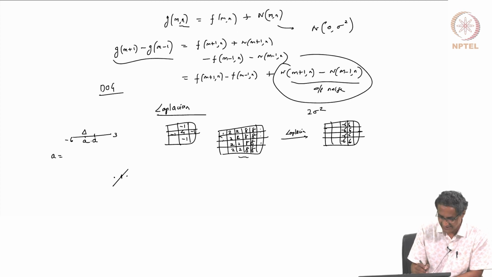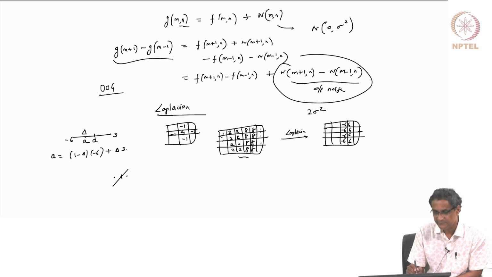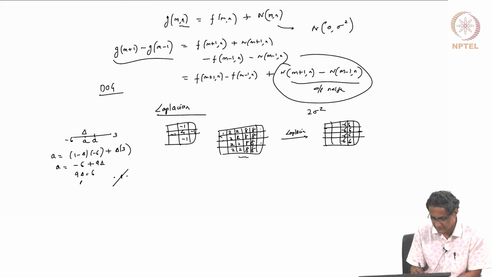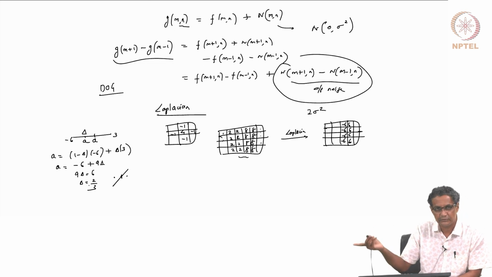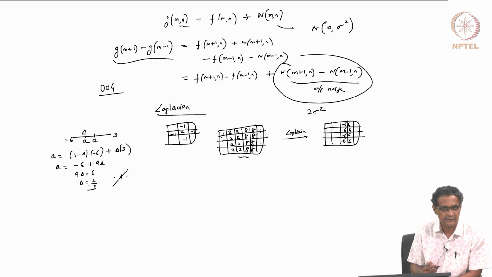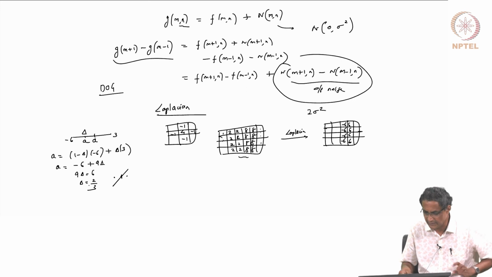You're telling me (1 minus delta) times -6 plus delta times 3. That's 9 delta minus 6. So a is -6 plus 9 delta, and setting it to 0, 9 delta is 6, therefore delta is 2 by 3, as he rightly said, and that also matches with what you said. It will come closer to 3, because half is in between. So in reality you could do that.